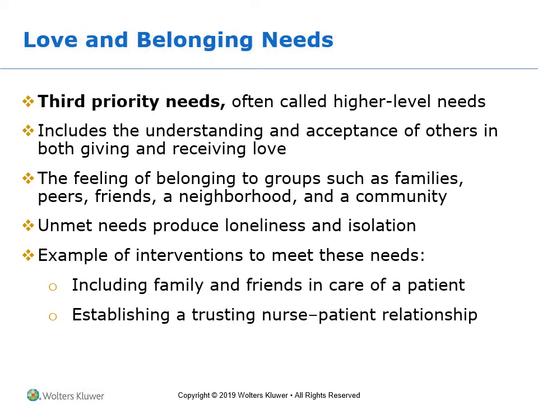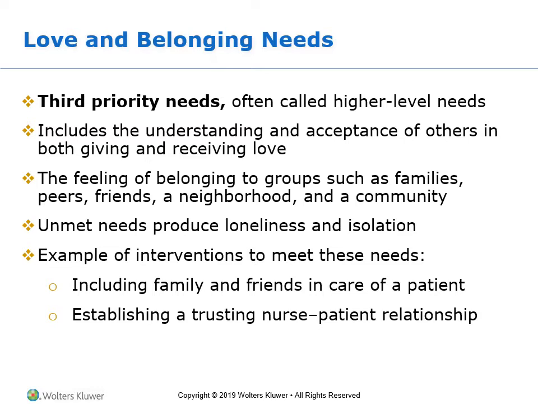This priority need is often called a higher level need. Okay, this is a love and belonging need, and it's related to understanding and acceptance of others in both giving and receiving of love. The feeling of belonging to a group, such as a family, peer, friend, neighborhood, or a community. People who believe that their love and belonging needs are unmet often feel lonely or isolated and may withdraw physically and emotionally, or they can become demanding and critical.